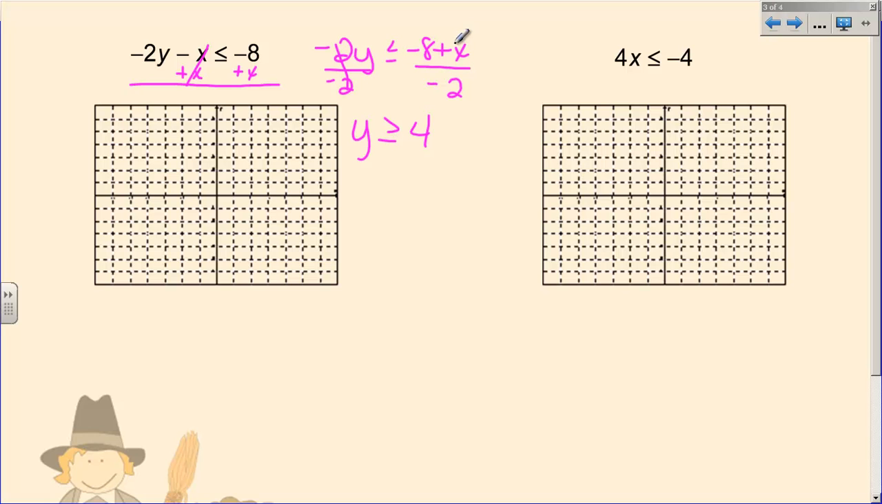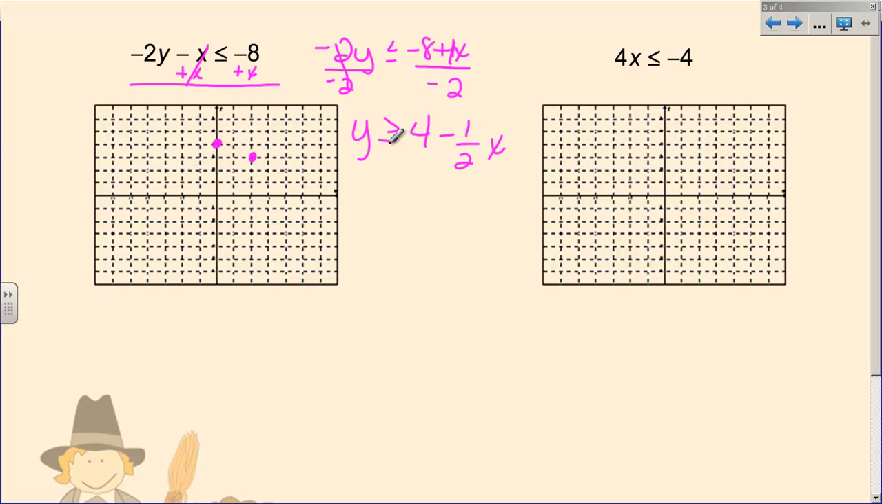And then this becomes, because there's a 1 in front of this x that's invisible, this becomes minus, because of that negative, 1/2 x. So my slope is -1/2. My y-intercept is 4. So I'm going to start at 4. And from there, I get to go down 1 and over 2. So I'm going to go down 1, over 2.